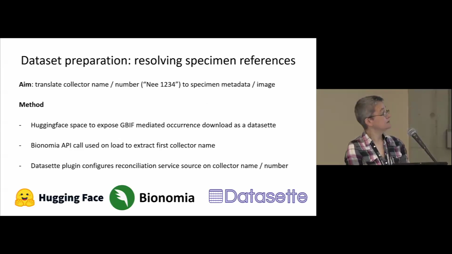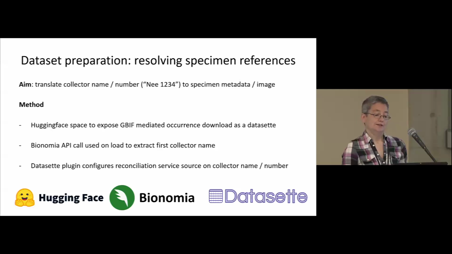So in the monographs, typically we get specimen references in the form of collector name and number. So we don't get persistent identifiers that we can quickly resolve and get a specimen image back. We get things like NI 1, 2, 3, 4, and we've got to work out where that is. And the method we used for that is I made a Hugging Face space, which exposes a GBIF dataset.